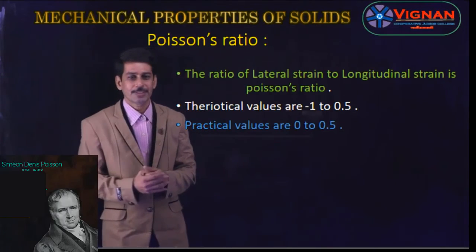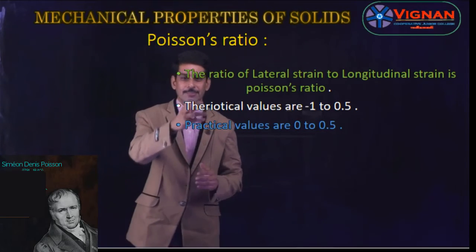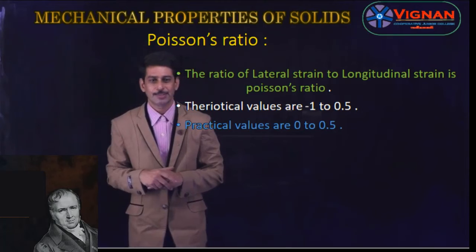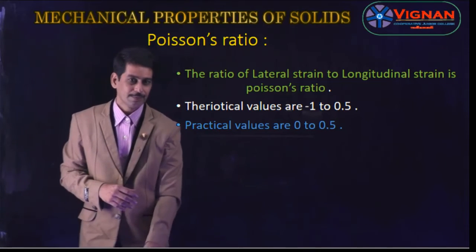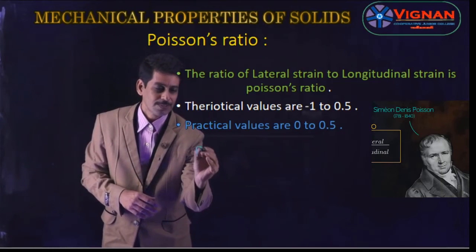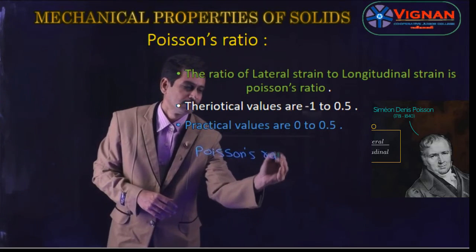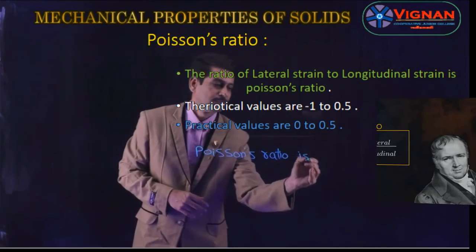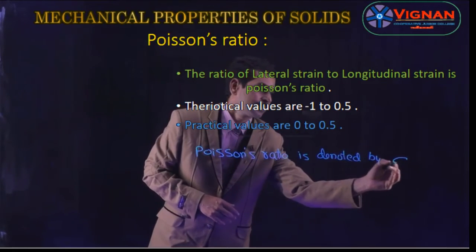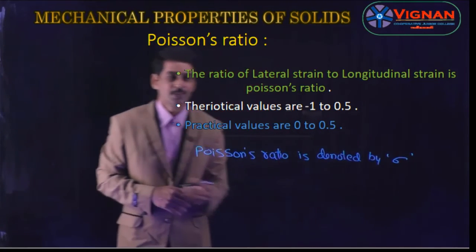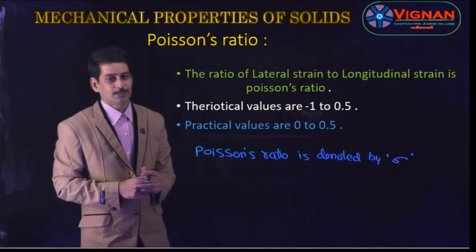So the Poisson's ratio is defined as the ratio of lateral strain to longitudinal strain. So here we are observing the definition. It is defined as the ratio of lateral strain to longitudinal strain, and it is denoted by sigma. The Poisson's ratio is denoted by sigma. This is the letter sigma.